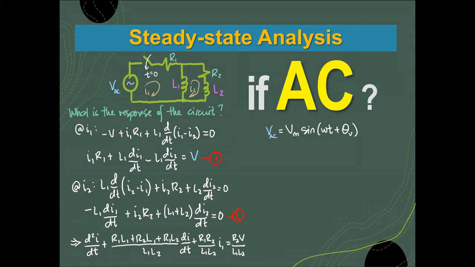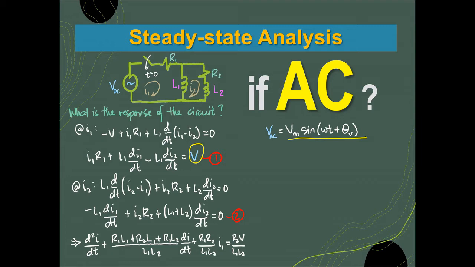Meaning you have Vm sine(ωt + θV). So everything will change, because here this becomes Vm sine(ωt + θV). Now, if you remember in your ODE class, how do you call this? This is not anymore an ordinary differential equation. It is what? It's not ordinary.